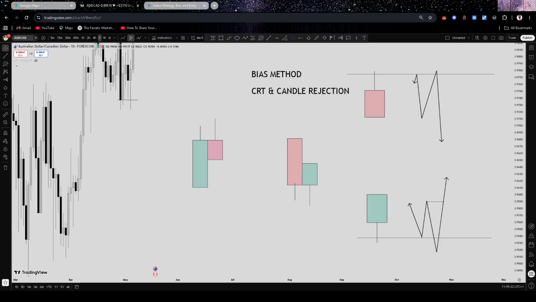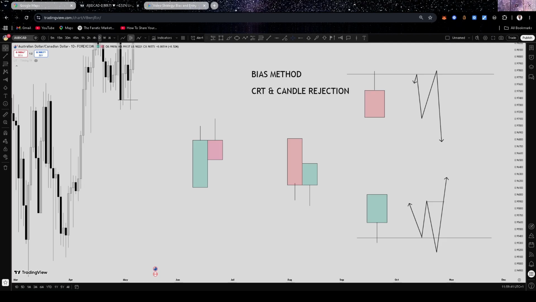Most traders have the right strategy but the wrong bias. You enter a perfect setup, you get stopped out, and then you watch price go exactly where you thought without you. That is not a strategy problem, this is a bias problem.